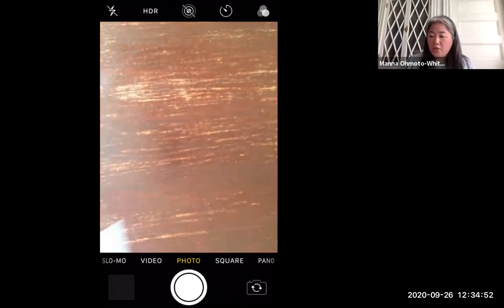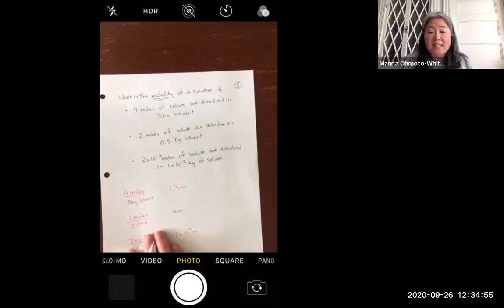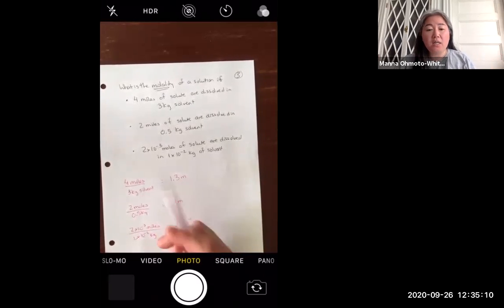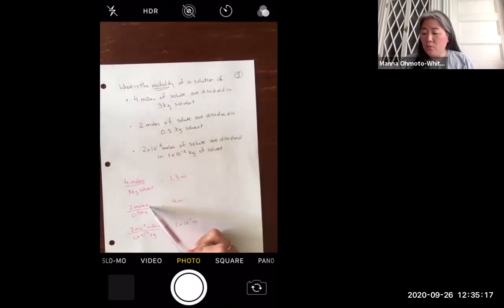Third question. What is the molality of a solution if 3 moles of solute are dissolved in 3 kilograms of solvent? So this is where we have to remember that molality is moles of solute per kilogram of solvent. So here I'm just dividing the moles of solute by the amount of solvent that I have. 4 moles divided by 3 kilograms, in this case 2 moles divided by 0.5 kilograms, and 2 times 10 to the negative third divided by 1 times 10 to the negative second.